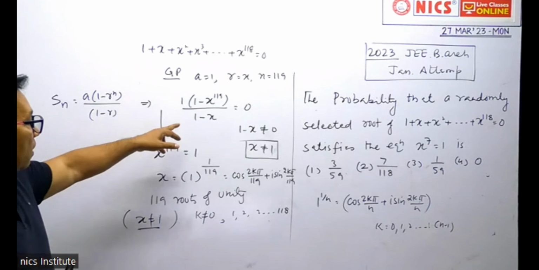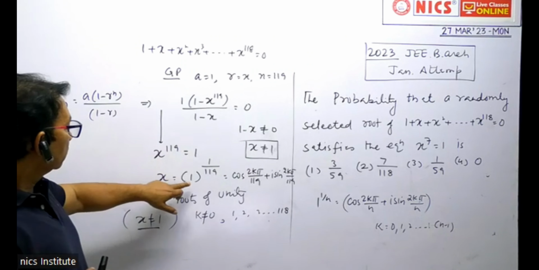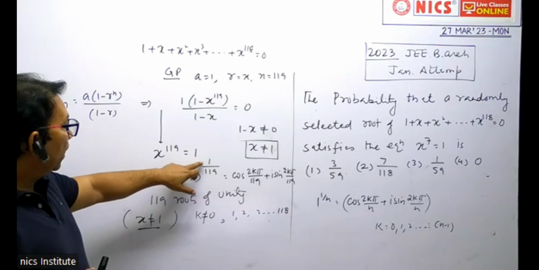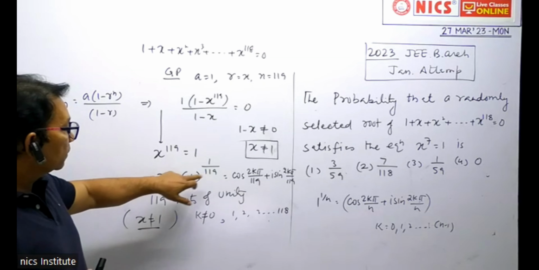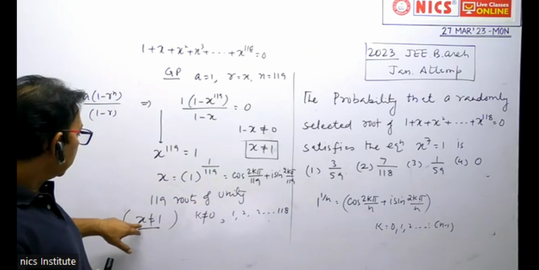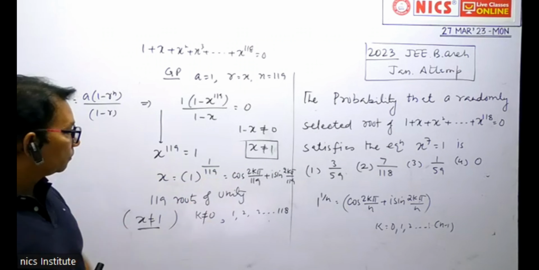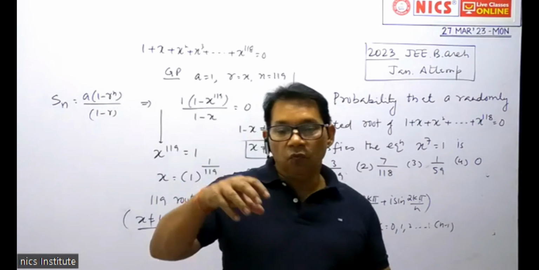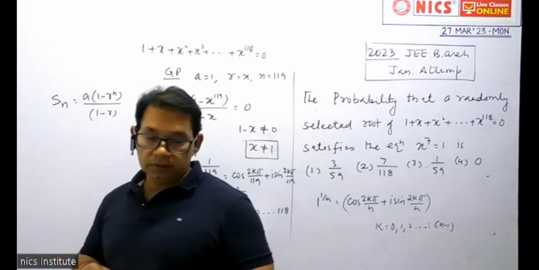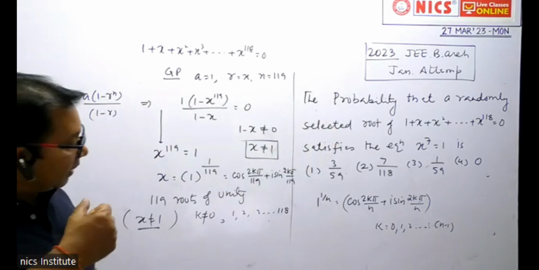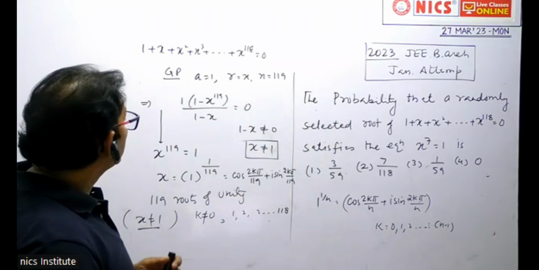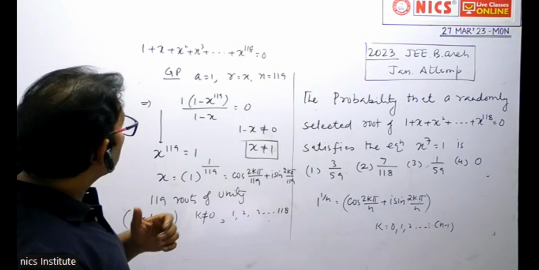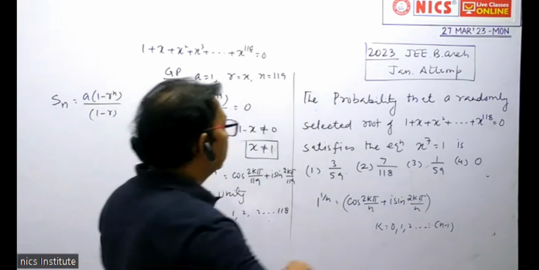Then x cannot be 1. Find 1 by 119th root of unity, which would be this. But since x is not 1, k cannot be 0. So when you select 1, we have with us 118 roots. And we are selecting randomly one root from there. And the question says that it should satisfy this.